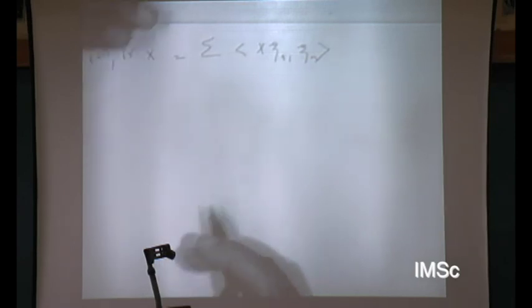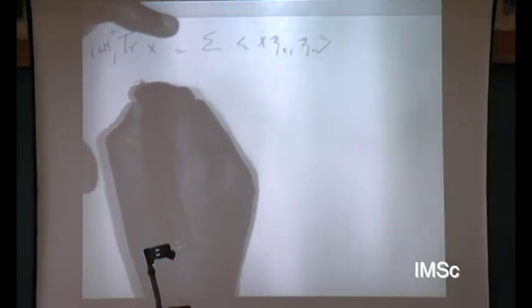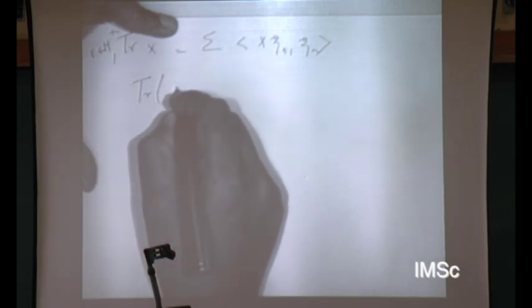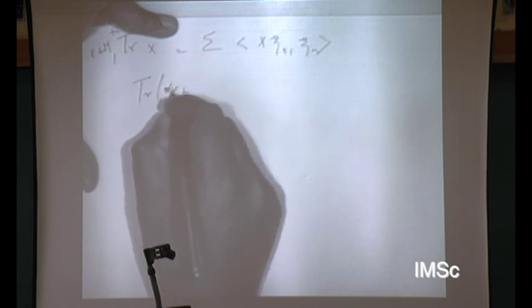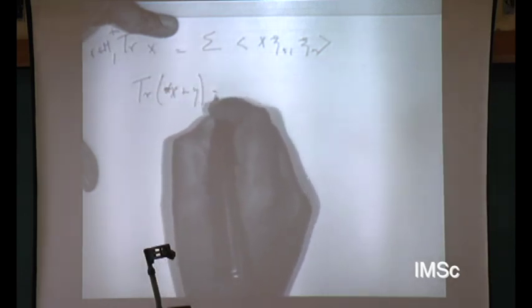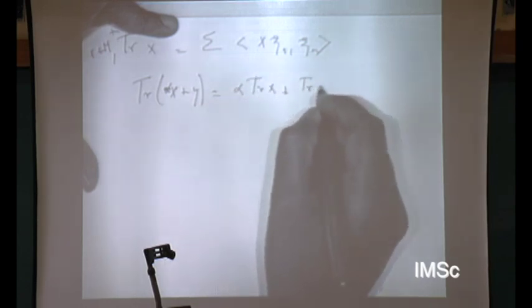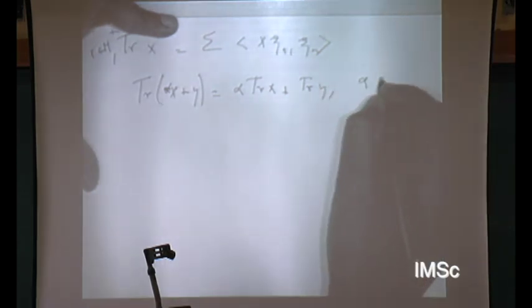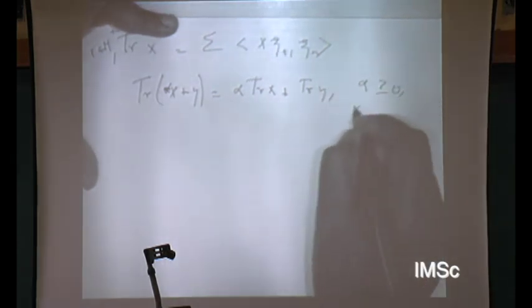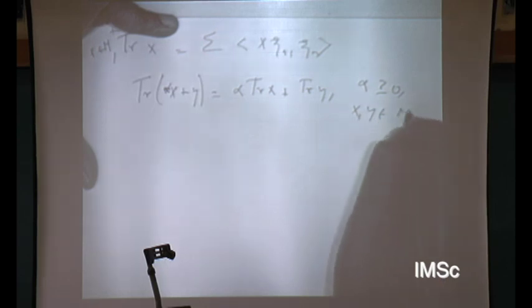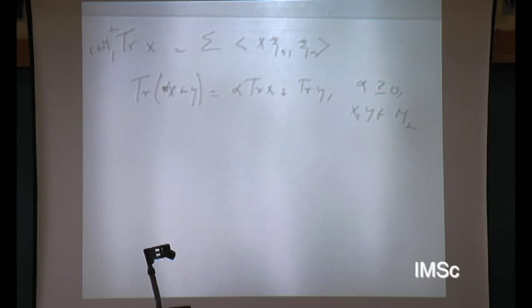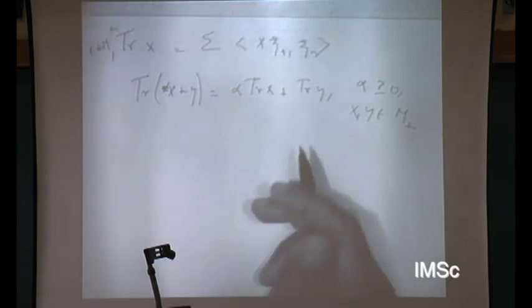Right? So it satisfies the first requirement for a weight, namely the trace of alpha x plus y equals alpha trace x plus trace y, for alpha positive, x, y in M plus. So I've defined the weight on B of H.